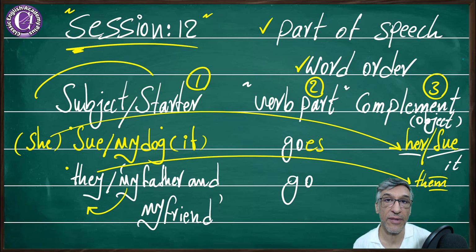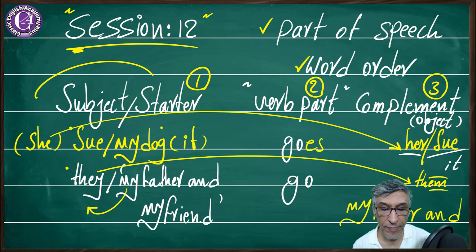I see my father and my friend every day. Okay, yes, of course. I see my father and my friend every day. My father and my friend can come in the complement the same. We have it in the subject, in the subjective form. My father and my friend. Well, easy, and it is quite clear.